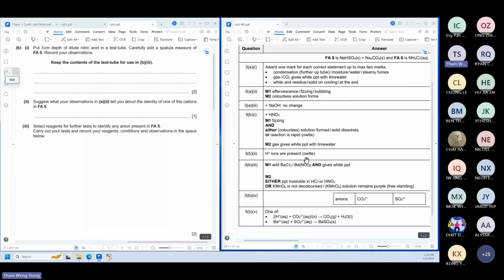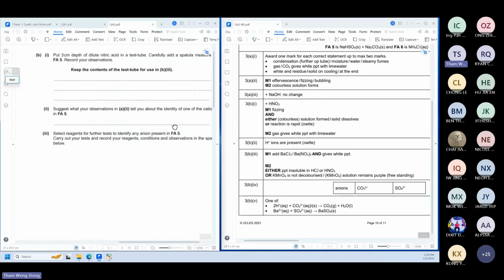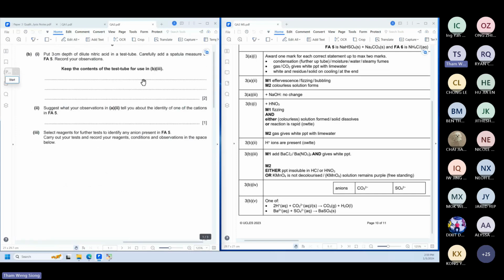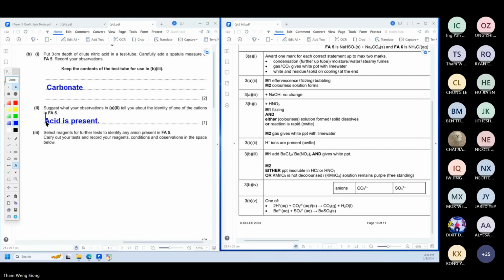Okay, so straight away A2 tells you that there is hydrogen ion, because from B1 you already know there is carbon. Here, there is carbonate already. So therefore, from A2, why does adding water work? Because acid is present, reacting with the carbonate.